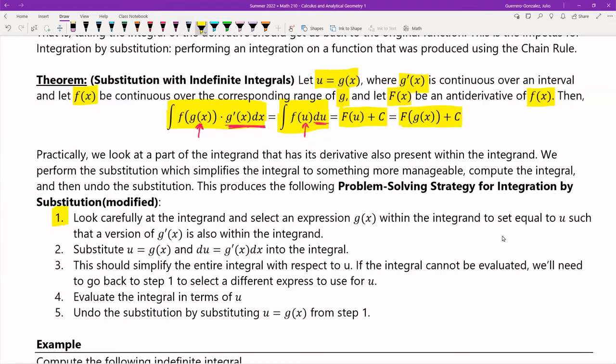For step one, look at the integrand, the stuff between the dx and the squiggle, and select your expression g of x that's somewhere within the integrand. Set it equal to u such that its derivative is also in the integrand. Does that make sense? You want g of x to be something where the derivative is also inside the integral somewhere. Okay.